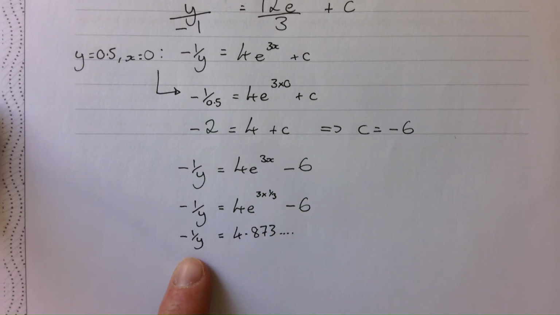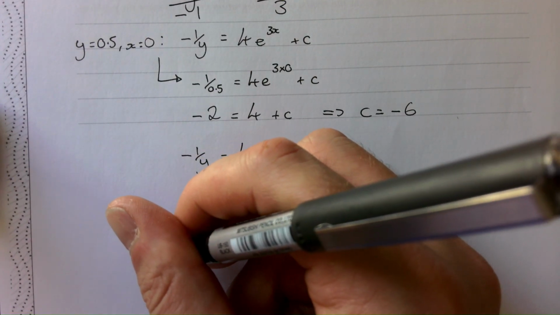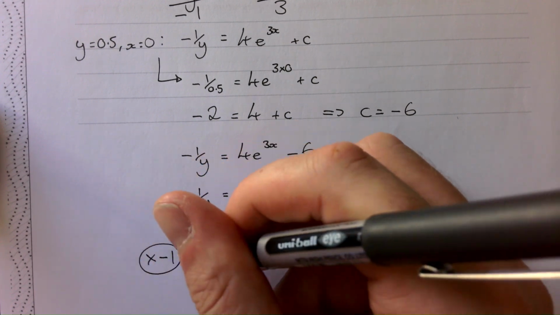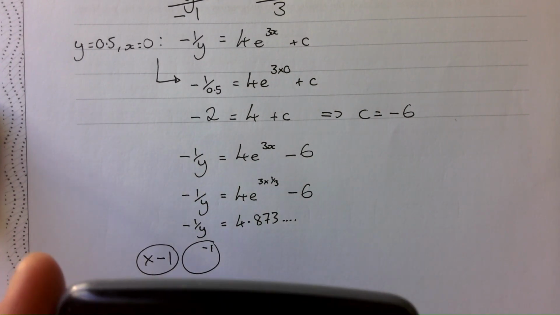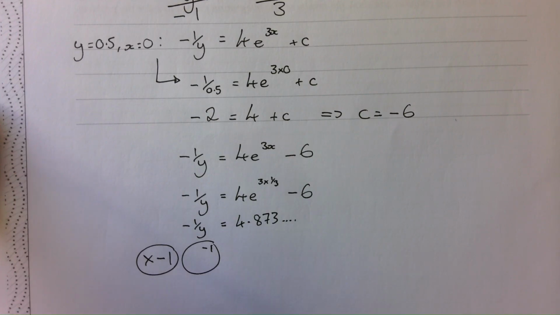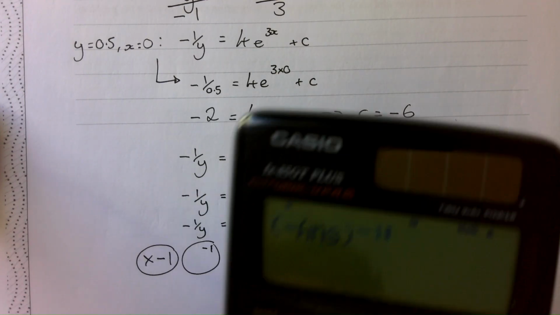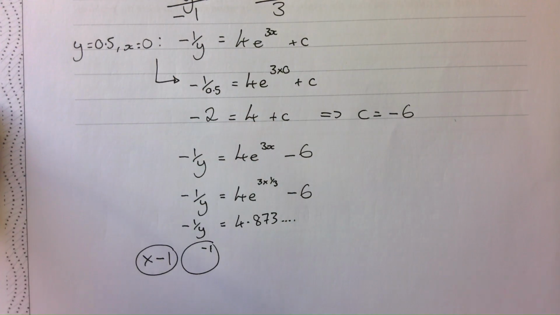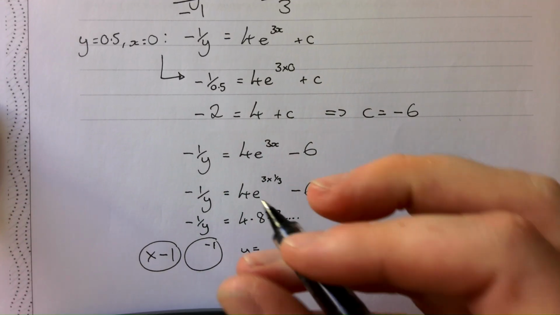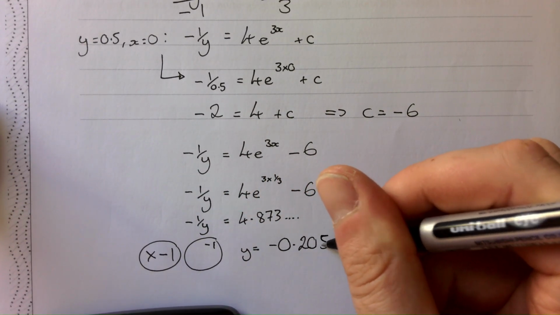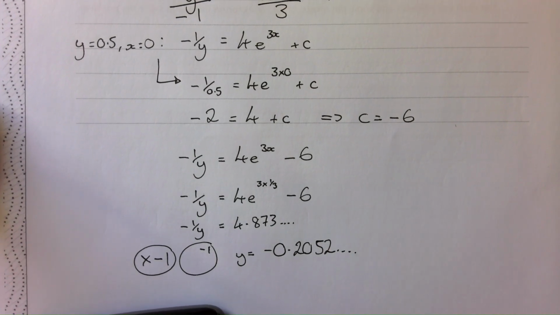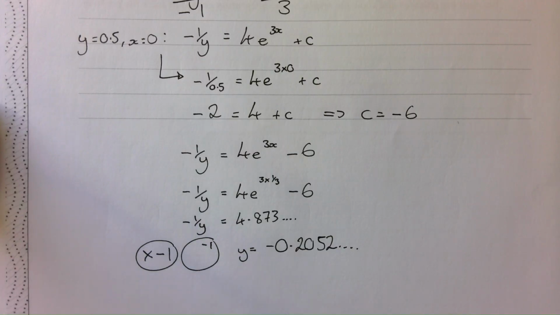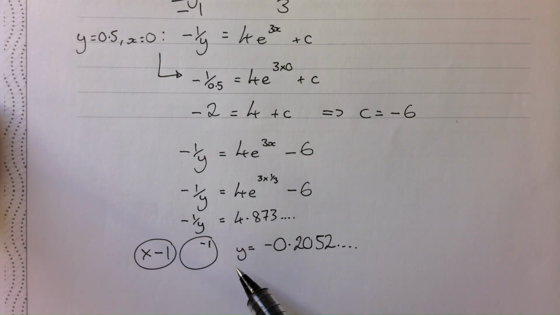This is not equal to y. To make this equal to y, I need to times the answer by minus 1, and I also need to put it to the power of minus 1. So having minus answer, all to the power of minus 1 gives me minus 0.2052. I don't have any decimal places to give it to. That'll do. Okay, sure. Nice. So we found y when x equals a third.